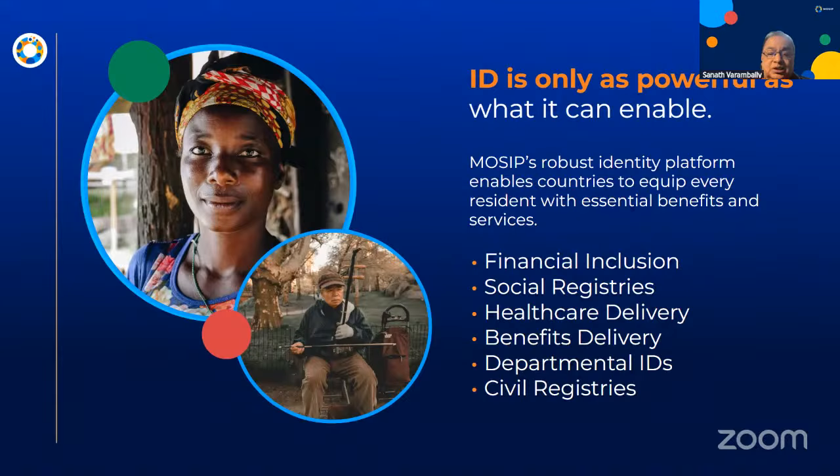Yeah, but as I told earlier, ID by itself has no major role to play, but that is where its power comes into play, when it is used with other applications. It could be for financial inclusion, social registries, healthcare delivery, benefits delivery, departmental IDs, civil registries. These are just a few we thought of, but there could be a lot more. There are a lot more, like I think in COVID time, the vaccination certifications were rolled out with ID to check whether it has covered all the people, right?